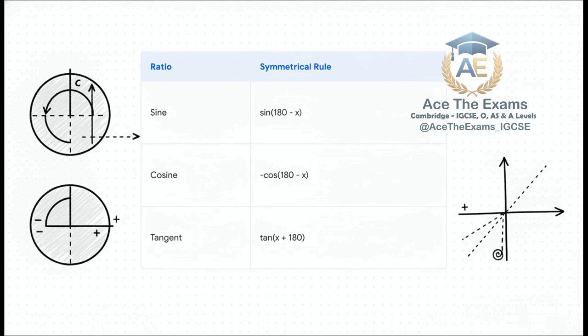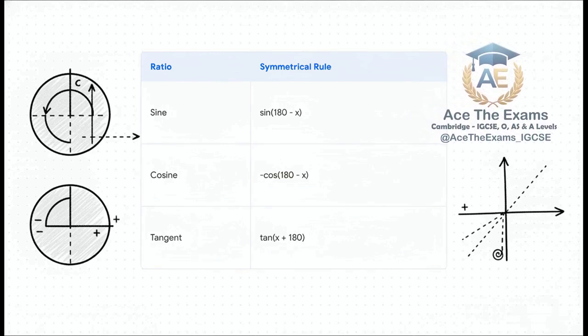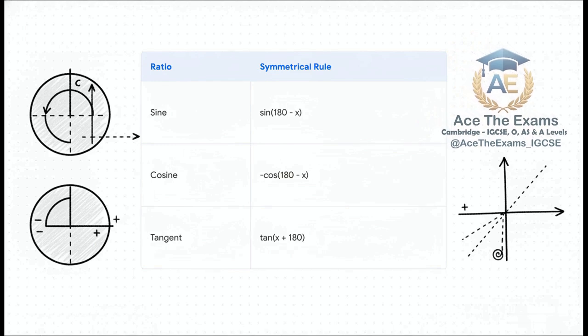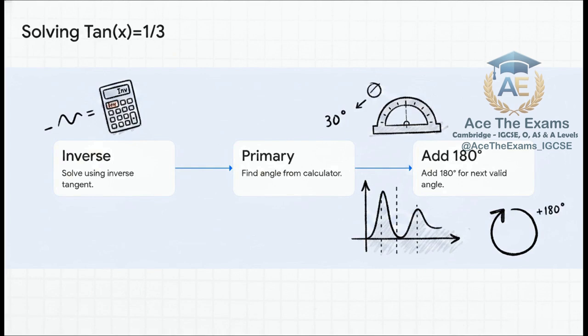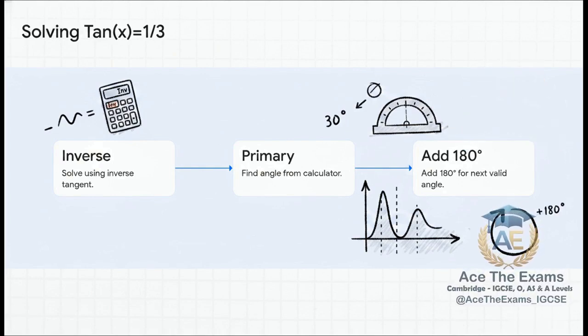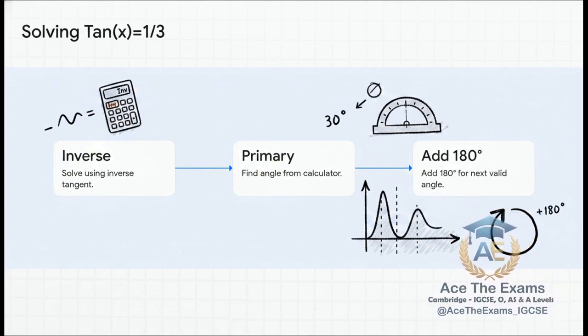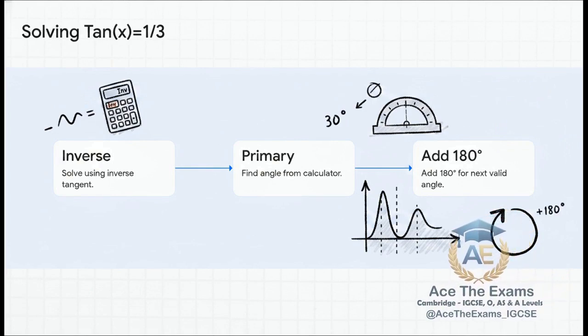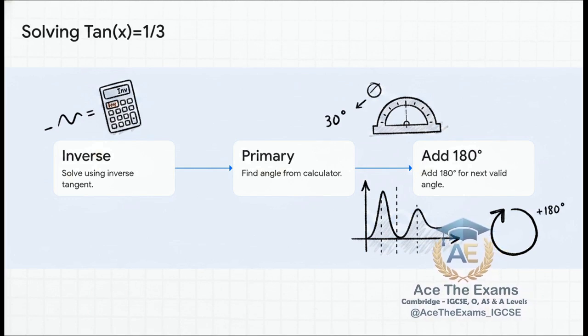And for tangent, because it simply repeats every 180 degrees, the rule is the easiest of all. You just add 180 degrees to your calculator's answer to find the very next valid point on the cycle. Let's walk through a live example directly from the source material step by step to lock this in. The exam question asks you to solve tangent of theta equals 1/3 for all values between 0 and 360 degrees. Step 1, you hit inverse tangent of 1/3 on your machine.